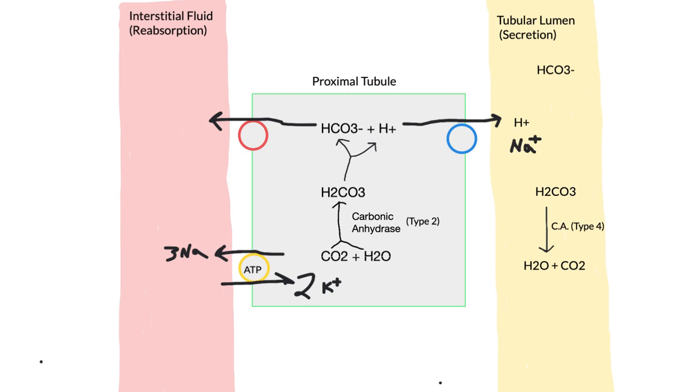The energy used in our sodium-potassium pump is going to create a concentration gradient of sodium outside the cell that's going to cause it to want to come back into the cell. Now this is what's going to drive hydrogen secretion, as sodium now goes down its concentration gradient while hydrogen leaves the cell. In this way, hydrogen secretion is a secondary active transport, as the energy used from the ATP in our sodium-potassium pump is indirectly driving hydrogen secretion.